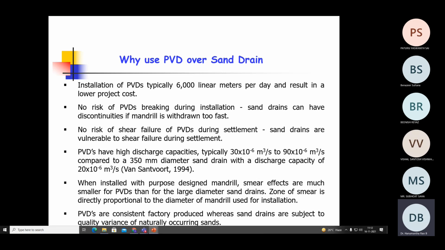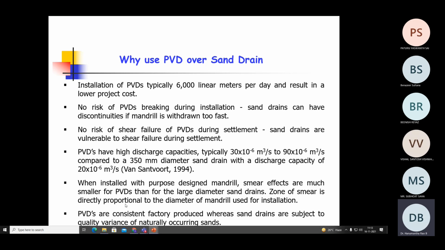Then the discharge capacity of the PVD is significantly higher than the sand drain. Here they have given a typical comparison of a 350 millimeter diameter sand drain with the normally used PVD. You can see the discharge capacities of PVD are in the range of 30 to 90 times 10 to the power minus 6 cubic meters per second, while that of the 350 millimeter diameter sand drain is 20 times 10 to the power minus 6 cubic meters per second. So the discharge capacity of the PVD is higher than the sand drain.